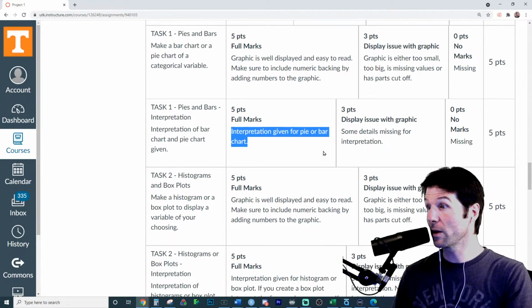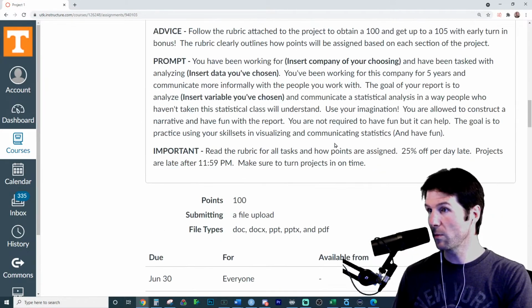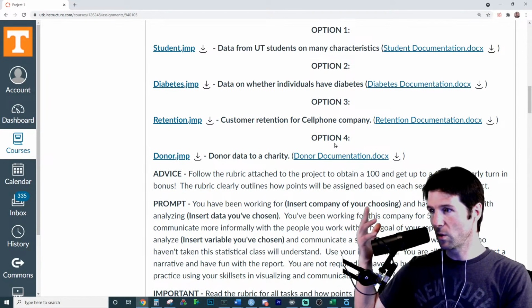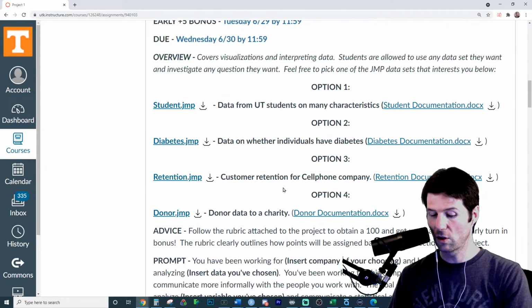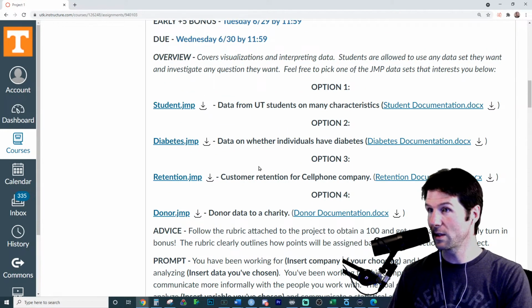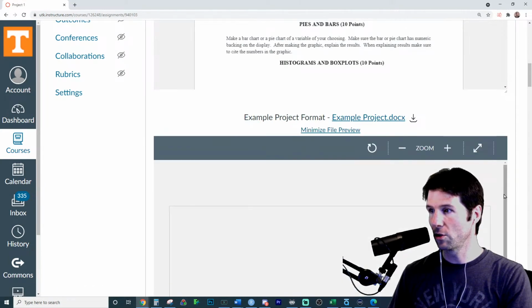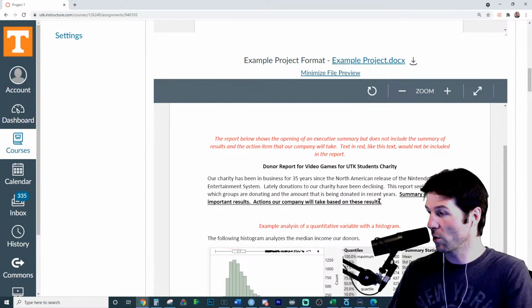But this right here is very specific on how you will be graded, and probably where people are going to lose most of the points. You've got a lot of advice right here. You can go through here, and if you have any questions, please let me know. I need to update that one thing. You're meant to choose just any of these data sets you want. They're all jump data sets. The example project format right here should show you pretty well. You can see right here just an example, but this is a very short example.